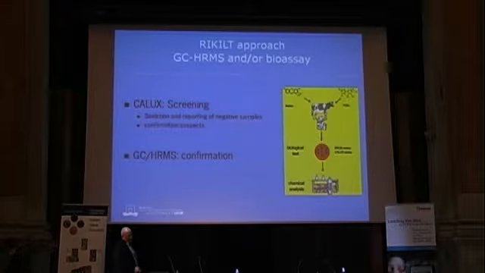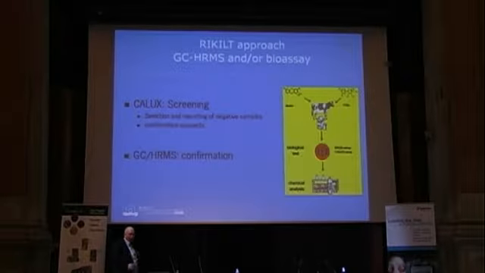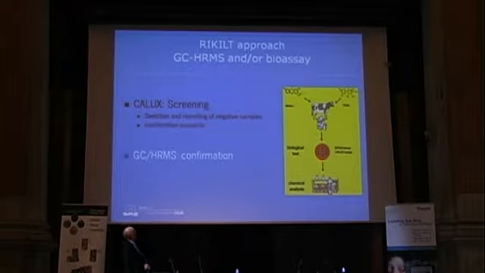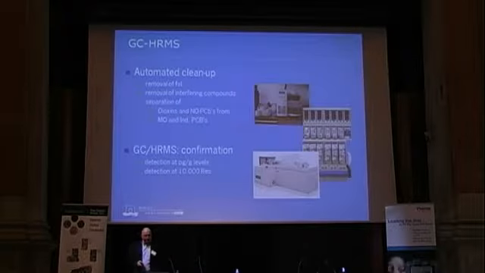Okay, doesn't matter. So this is our setup: screening using the CALUX and confirmation of all the suspected, but also a small part of the negative samples, with the high-resolution mass spectrometer. This is our high-resolution mass spectrometer, and I will explain in a little detail how we operate this method.